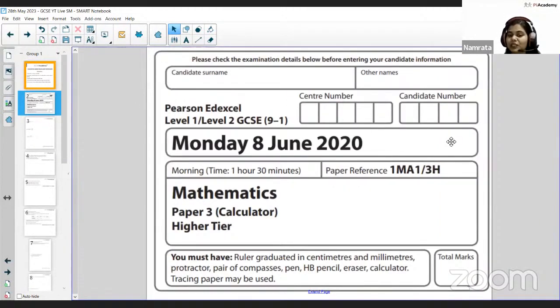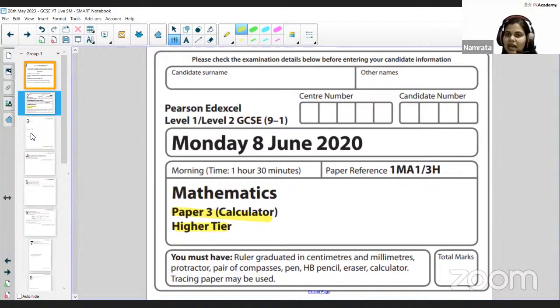We are going to be solving the June 2020 paper. These are the details. It's a Paper 3 calculator paper, higher tier, Pearson Edexcel. I wish you all the best. Since we'll be allowing the use of a calculator for this one, I would request all of you to please be ready with a notebook, a calculator and a pen or pencil, whatever you prefer, in order to solve the questions with me.